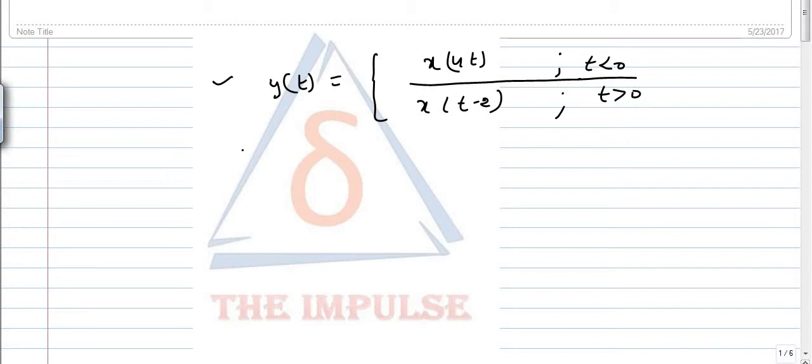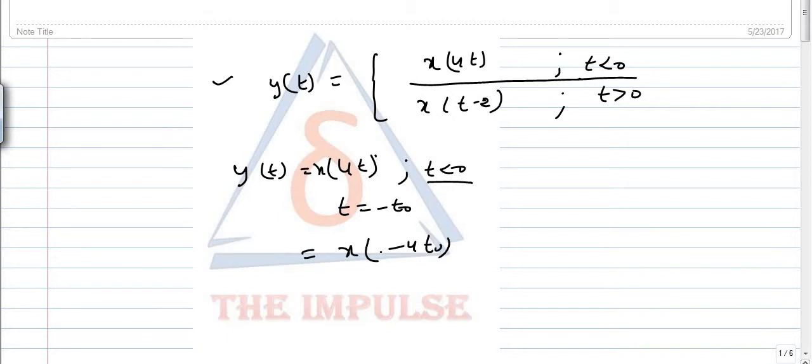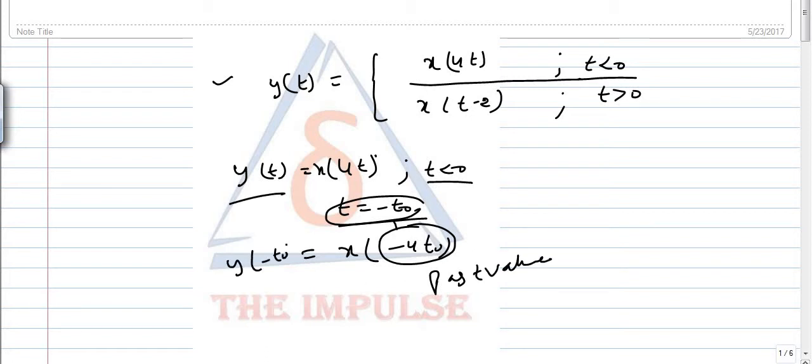So first we will check here for x of 4t when time is less than 0. For any time which is less than 0, let us suppose t is equal to minus t naught. Then my output will be x of minus 4t naught. With respect to the present time, this minus 4t naught represents the past value. So my output y of minus t naught actually depends upon the past value of input.